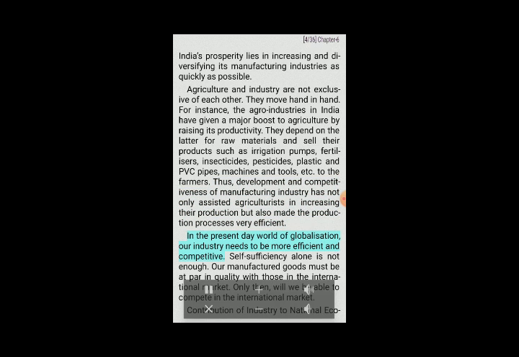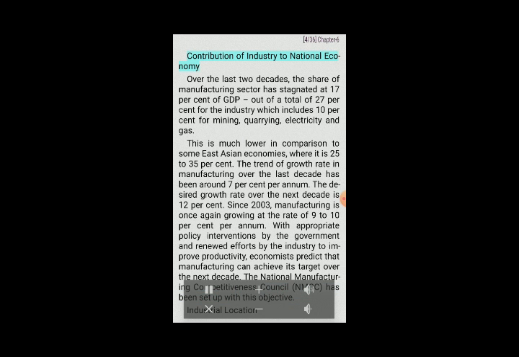In the present-day world of globalization, our industry needs to be more efficient and competitive. Self-sufficiency alone is not enough. Our manufactured goods must be at par in quality with those in the international market. Only then will we be able to compete in the international market.